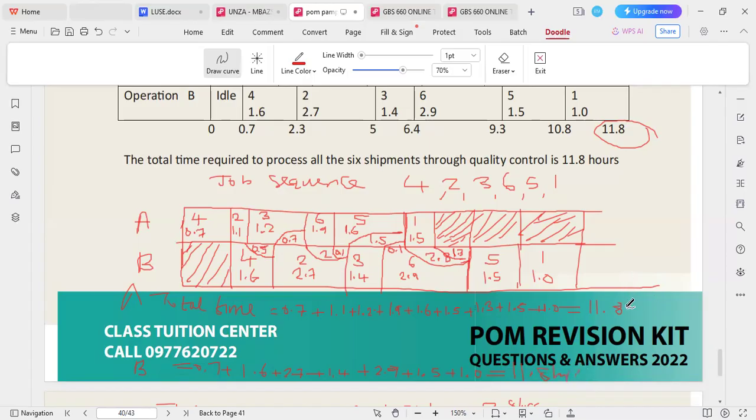So this is what happens for the Gantt chart. All right, so we end the class for now.